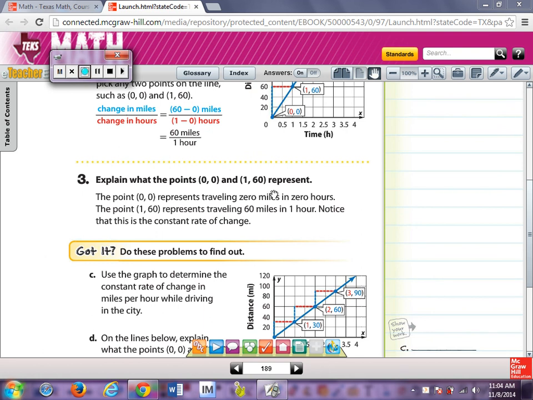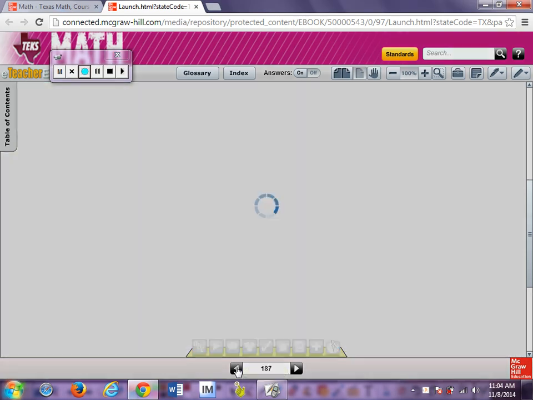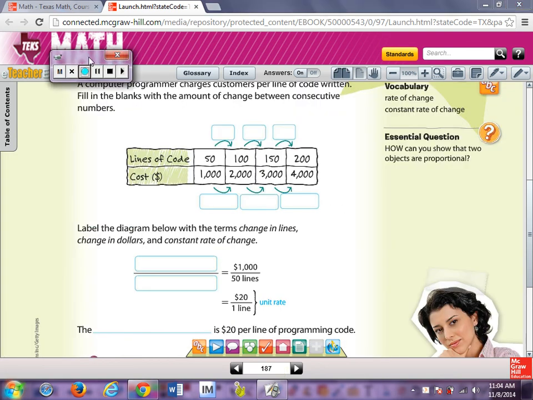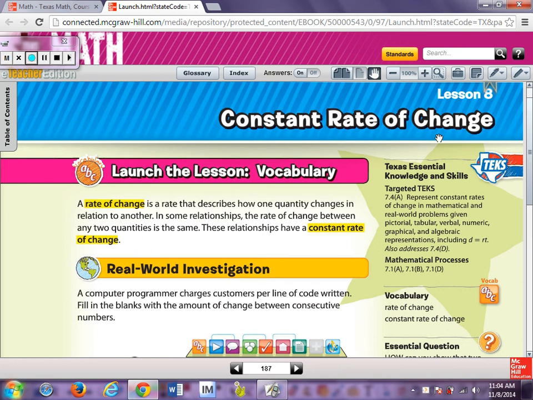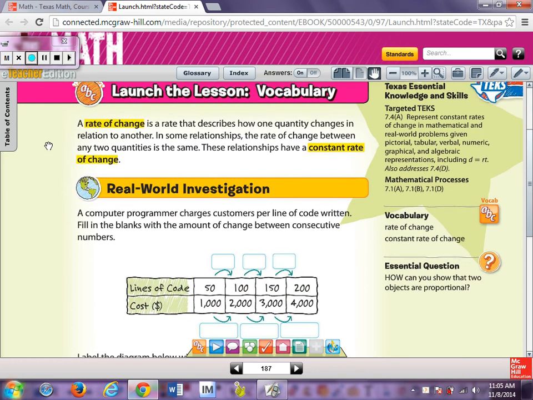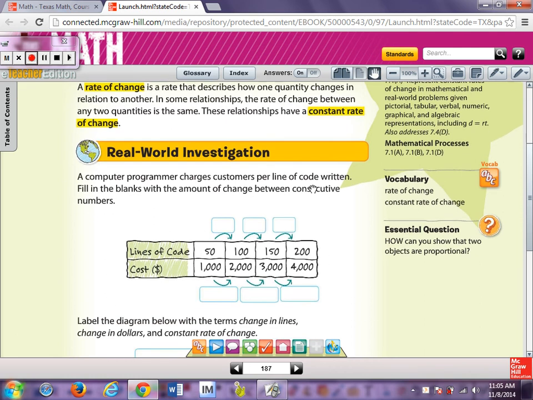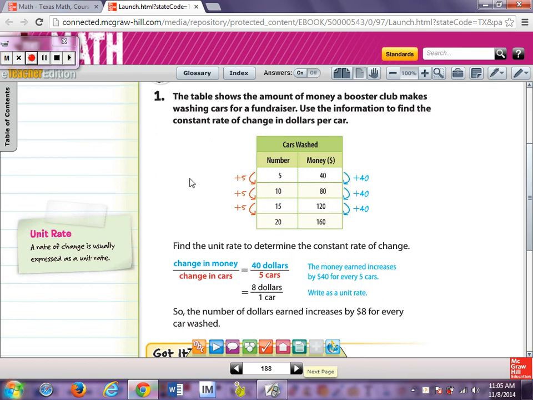Now, the chapter officially begins, the section begins on page 187. And you're going to see here that the title of this section is Constant Rate of Change. We're going to go ahead and do this first page together as a class with your teacher, whether it be me or Mr. Andrade. So I'm going to go ahead, for the sake of this video, and jump right into the examples on page 188.